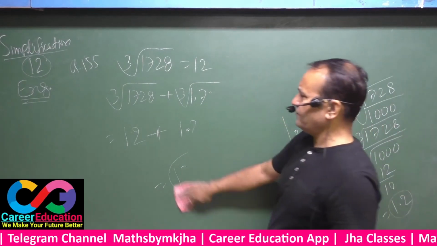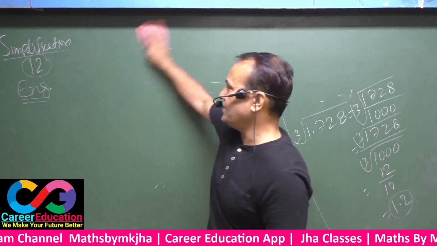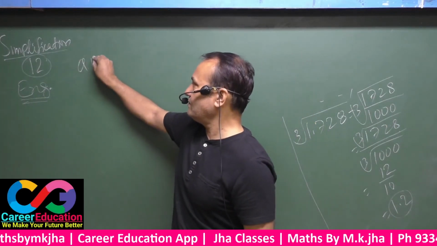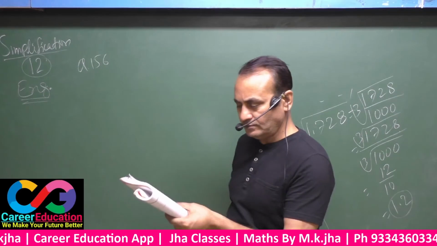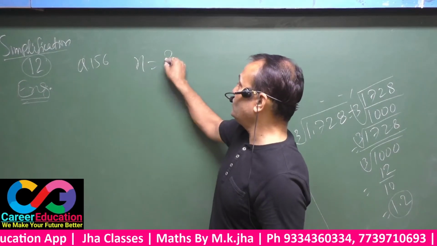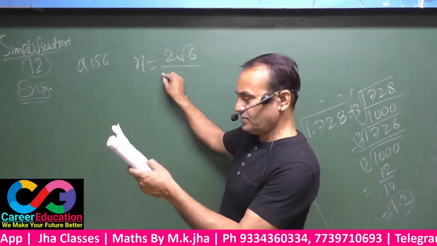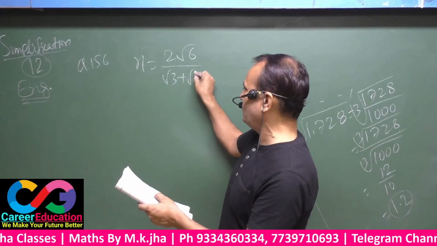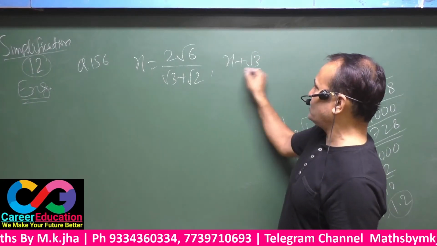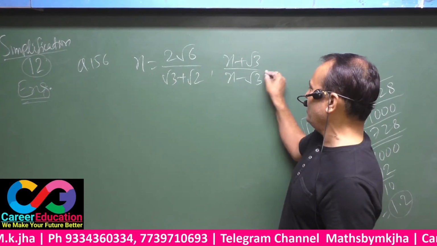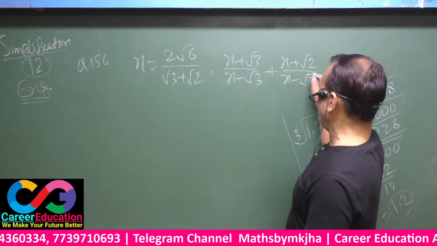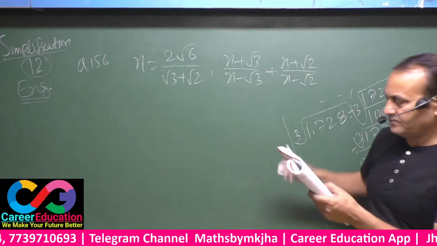Now 156. See, if x equals 2 root 6 by root 3 plus root 2, you have to find out the value of x plus root 3 by x minus root 3, plus x plus root 2 by x minus root 2, equals what?